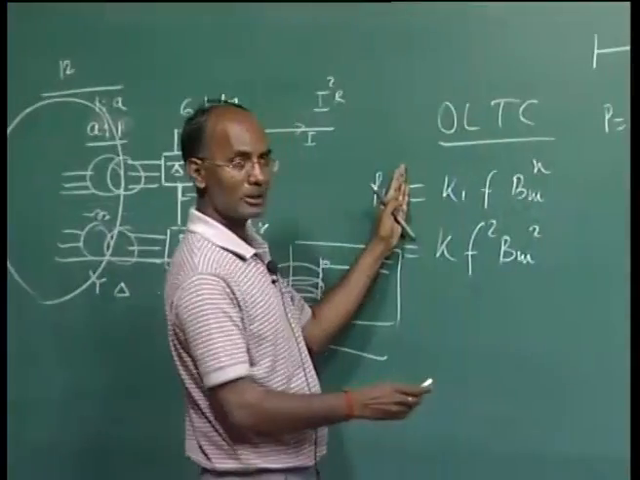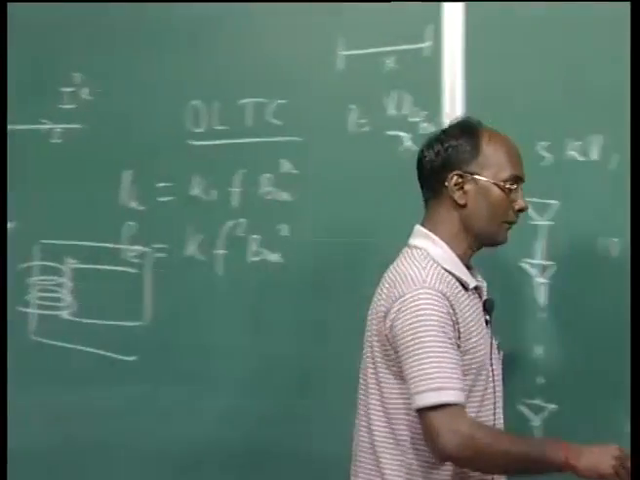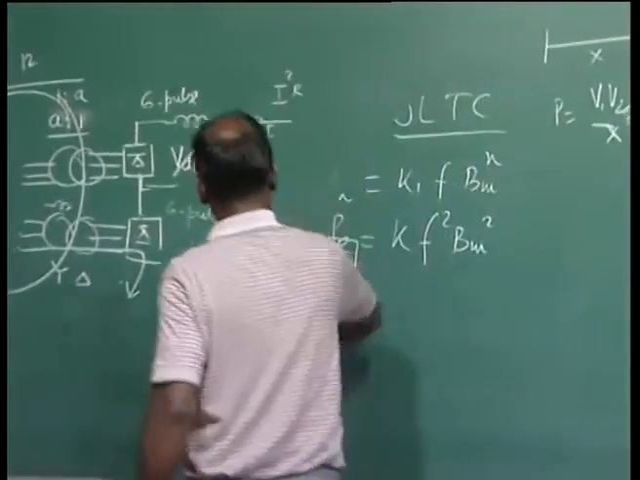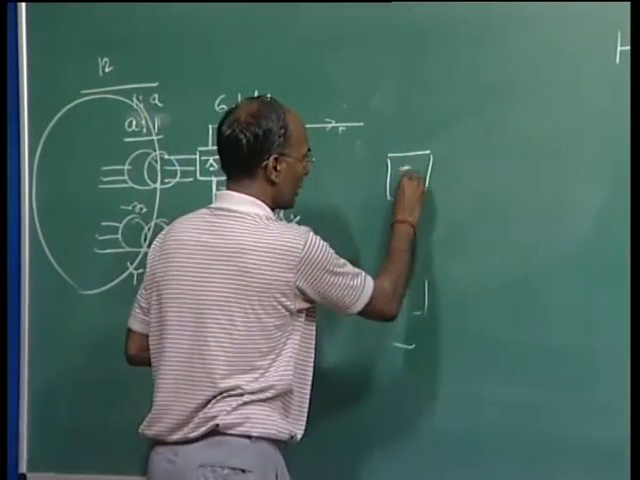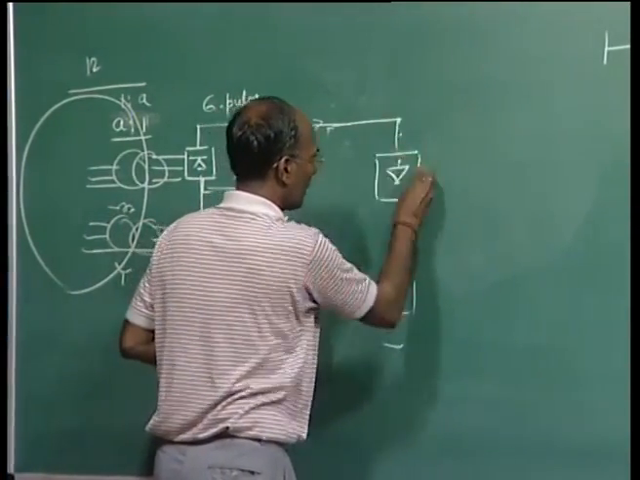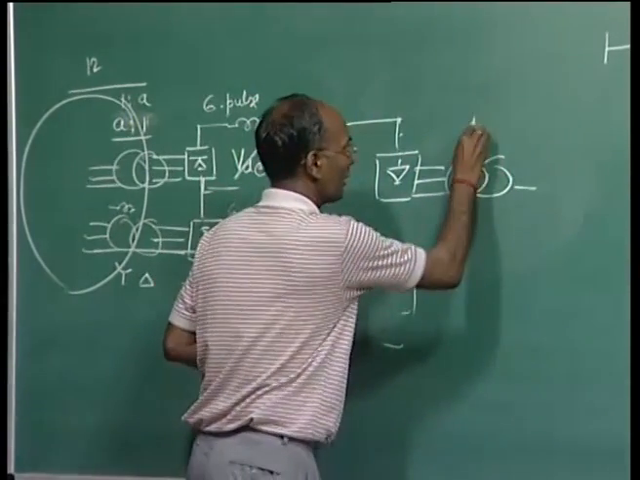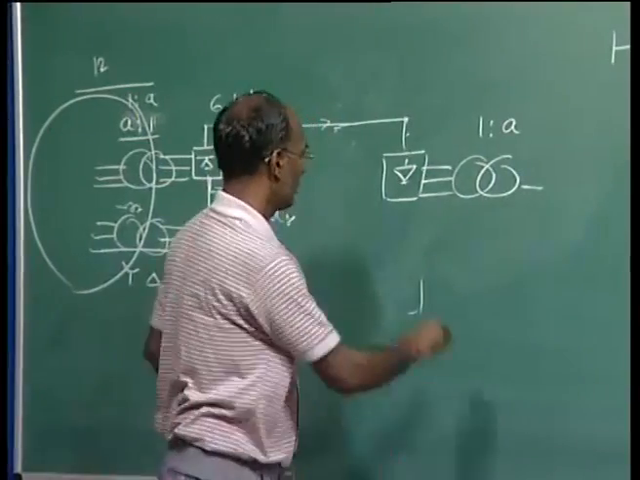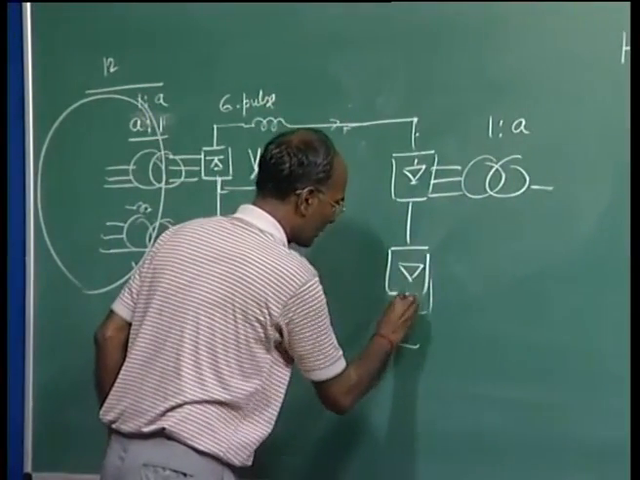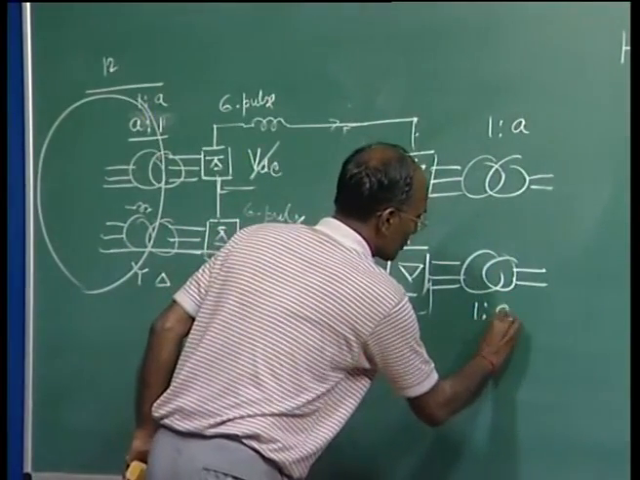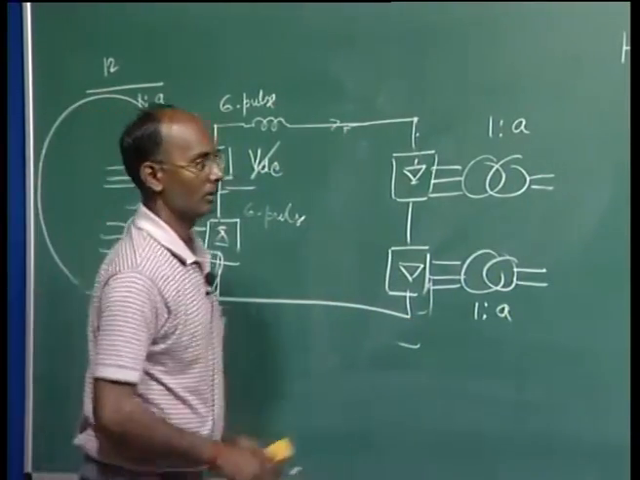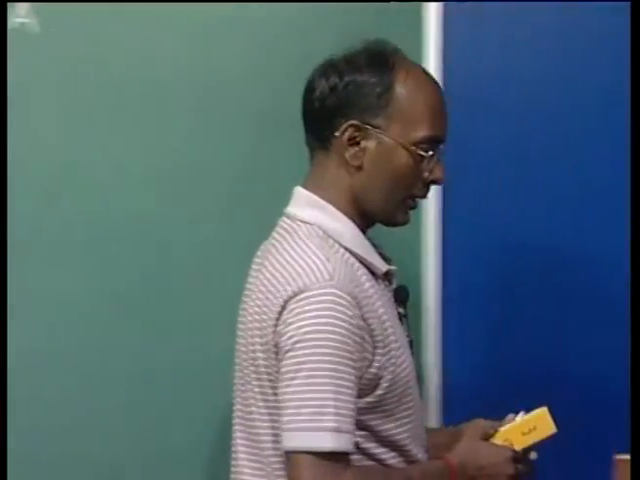Similarly, we are also going to the other side, that is your inverter side, because the same transformers are used. Here we are writing 1 is to A. Similarly, if it is a 12 pulse, we have another transformer, 3 winding, and it is also 1 is to A. So, online changers are used so that we can control these valves, these HVDC systems, very efficiently.